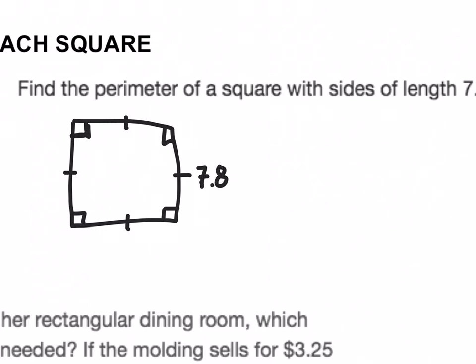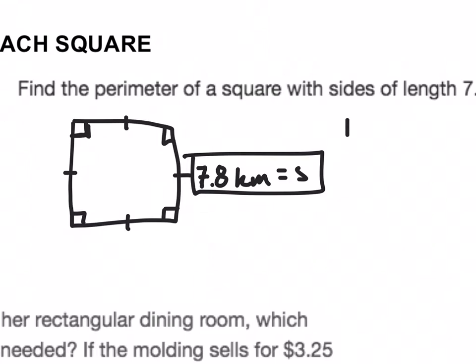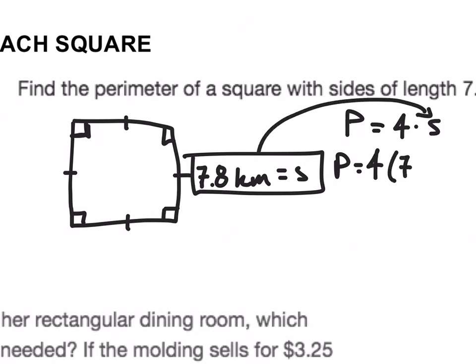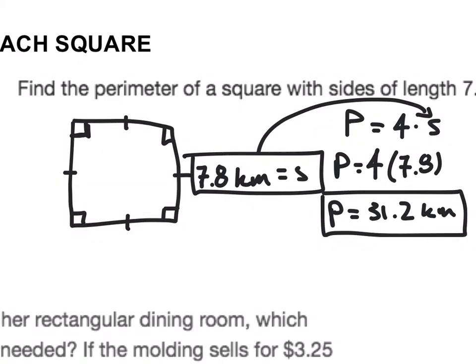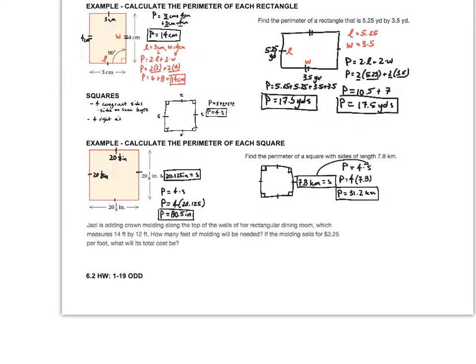Okay, so I've labeled one of the sides as 7.8 kilometers, and that's just my side length. So what I know is that my perimeter is equal to 4 times that side length. To calculate this, I need to plug this in for S, and so I get 4 times 7.8. All right, so 4 times 7.8 is going to give me 31.2. So my perimeter is equal to 31.2 kilometers, and that's it. Okay, so not too bad. Pretty simple. Perimeter is pretty easy.